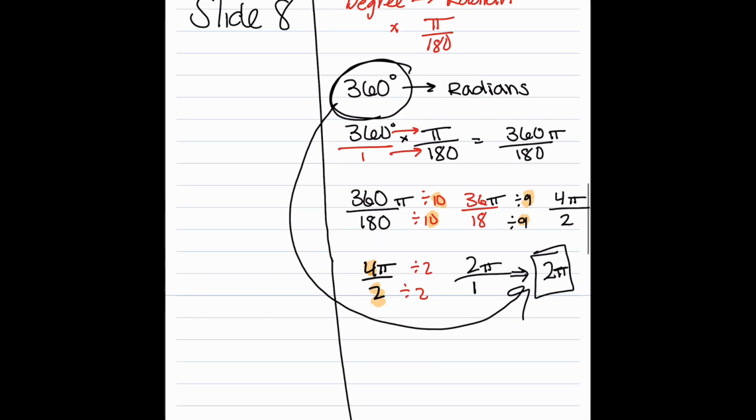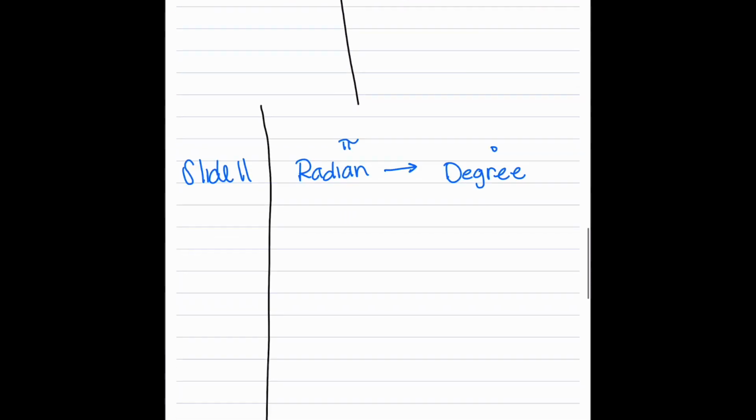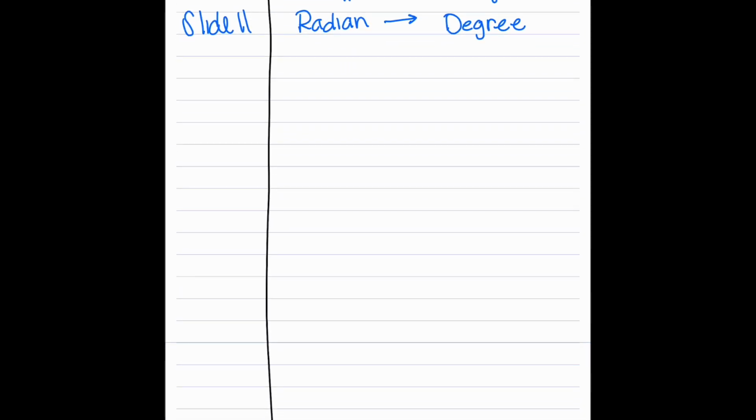And how we would do that is pretty similar to how we converted the other way. So remember, to convert from degree to radian, we multiply by pi over 180. To do the opposite, we're always going to multiply by 180 over pi. So it's the flipped or the reciprocal fraction. To go the opposite way from radian to degree, you're going to multiply by 180 over pi.